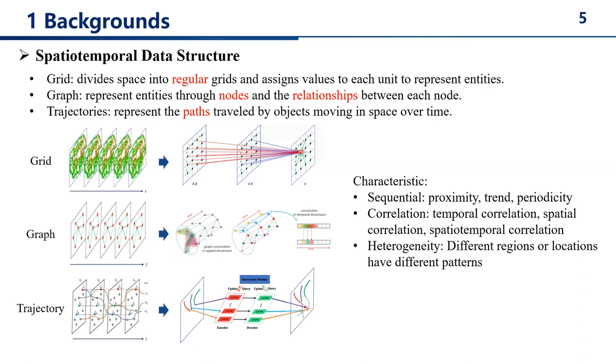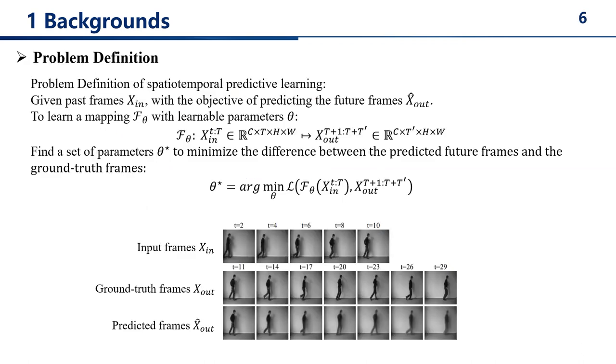There are usually three kinds of data structure for spatiotemporal data, such as grid, graph, and trajectory. The grid data structure is the most commonly used, which divides space into regular grids and assigns values to each unit to represent entities. The spatiotemporal prediction task is similarly defined. Given an input of T frames, the model predicts T frames into the future.